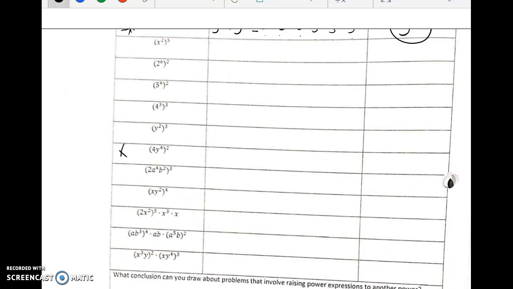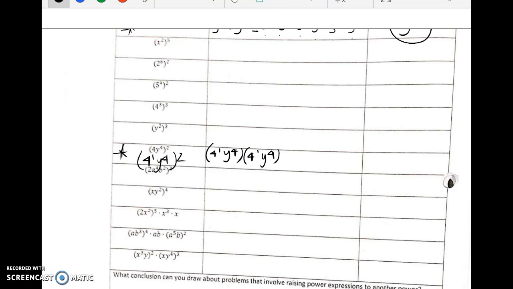Now I'm going to look down here at this problem. This one is a little bit different because you'll notice that you have a number and a variable. Now this 4, I don't see an exponent in between the 4 and the y, so it's really a 1. It's 4 to the power of 1 with y to the power of 4, and it's all being raised to the second. So I actually have 2 of those. I have 4 to the first power and y to the 4th power. Then I have it again. That is not expanded all the way.